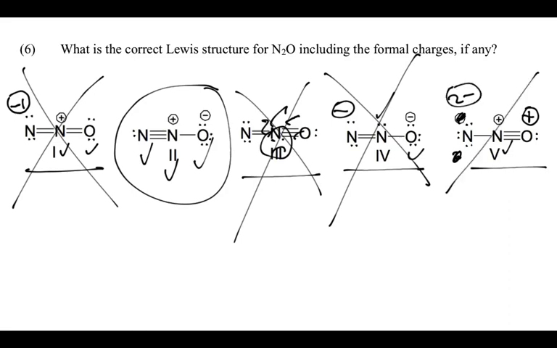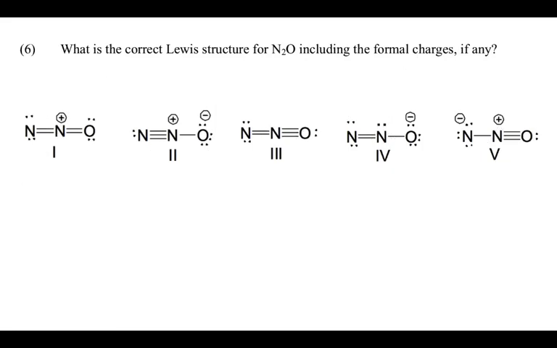So essentially, if you can really figure out what's wrong with all of these structures, you're in good shape. Any questions? Make sense? It's really just practicing formal charges and Lewis structures, octet rule over and over again. Let's go to the next one.